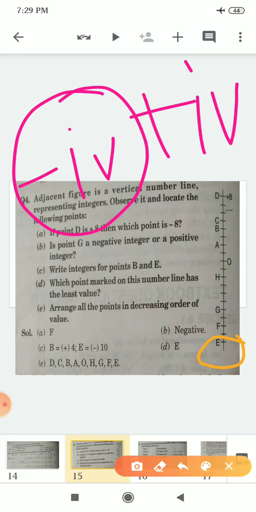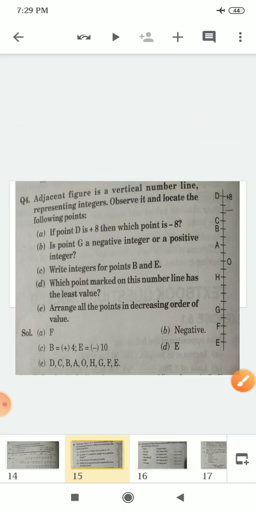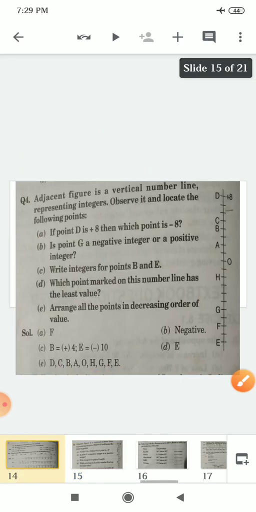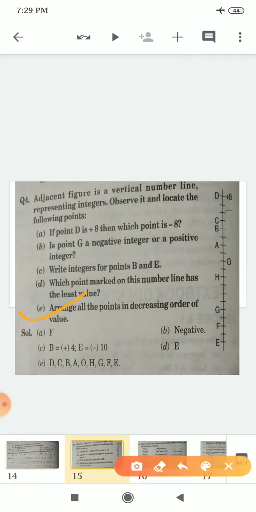Arrange all the points in the decreasing order of the value. Decreasing order means from greatest to the lowest. So which is the greatest number? D, C, B, A, O, H, G, F, E. This is the decreasing order.